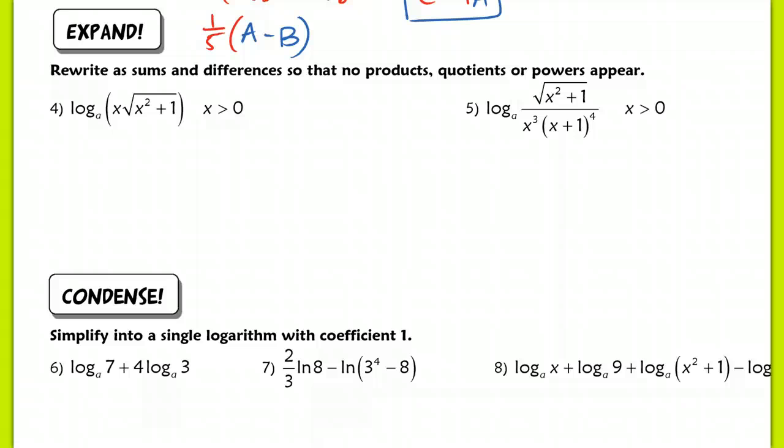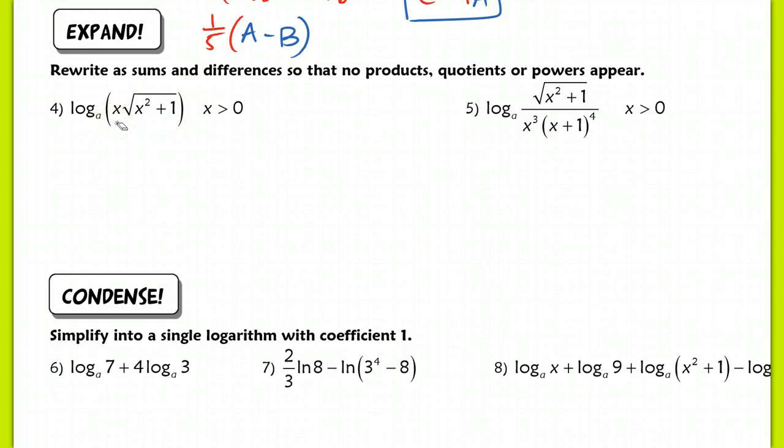Alright, now I want to rewrite this as sums and differences. So I don't want to see any products, quotients, or powers in my final answer. Right here I see a product, okay, and I don't want to see that. I also don't want to see a power. So this is, remember, a rational power, it's the 1/2 right here. So I don't want to see any of that.